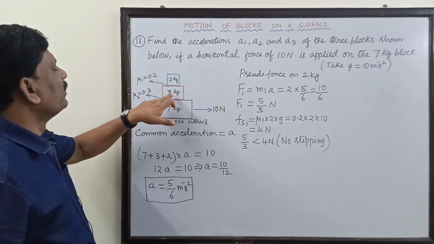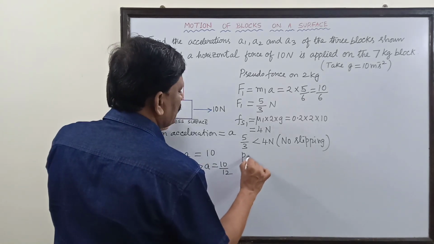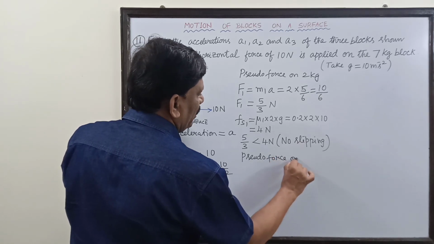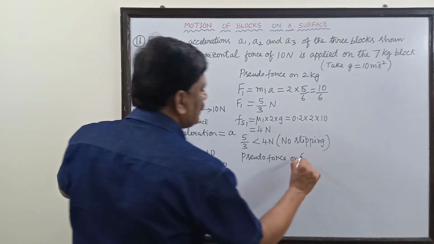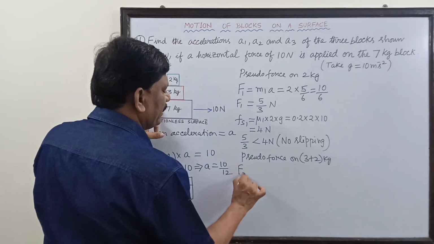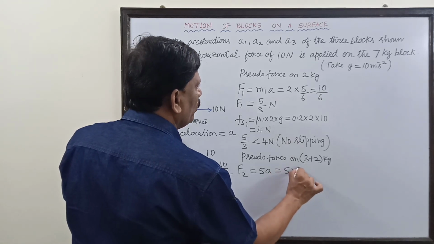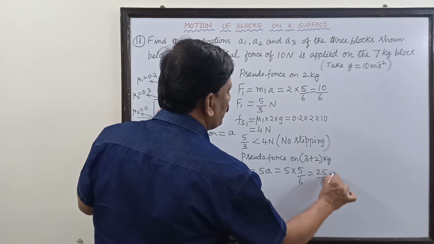So next one is between the 3 kg and the 7 kg blocks. The pseudo force on this combined block, 3 plus 2 kg, let us call it F2, is equal to 5 into A. This is equal to 5 into 5 by 6, that is equal to 25 by 6 Newton.